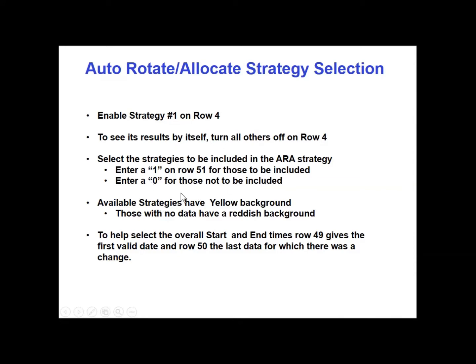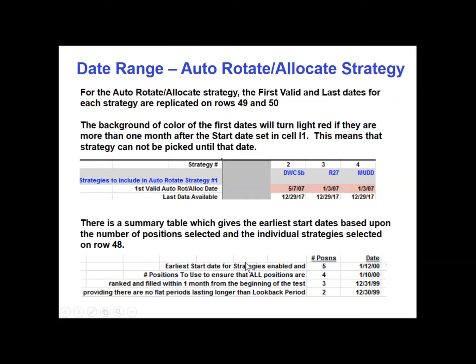Okay, so you'll see in a minute, but you select the strategies to be included in that strategy by entering a 1 on row 51 for those to be included and a 0 for those to not be included. Available strategies have a yellow background. If there's no data, it'll have a reddish background. Row 49 gives the first valid date, and row 50 the last date for which there was a change.